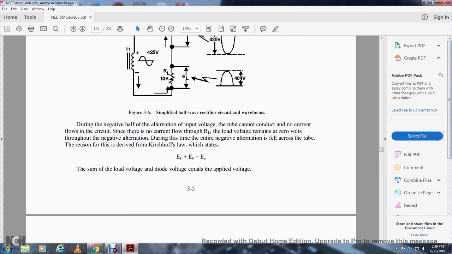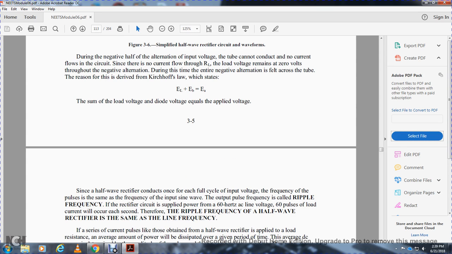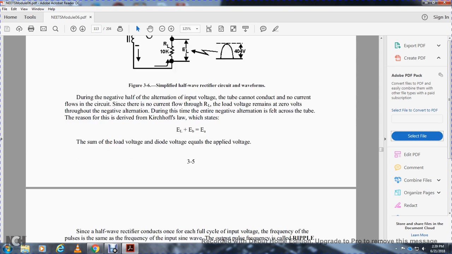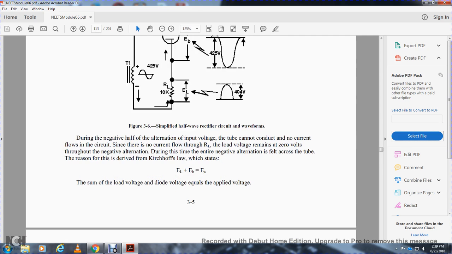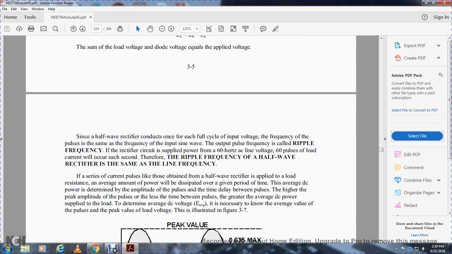During the entire negative alternation, the full voltage appears across the tube, which is derived from Kirchhoff's law, which states that the sum of the load voltage and the diode voltage equals the voltage supplied. Voltage load plus voltage B equals voltage A. The sum of the load voltage and the diode voltage equals the applied voltage.